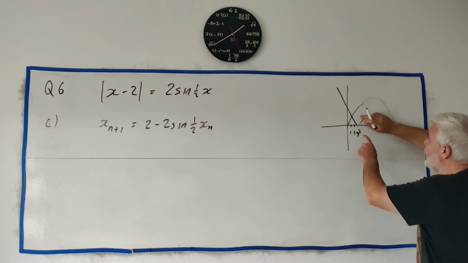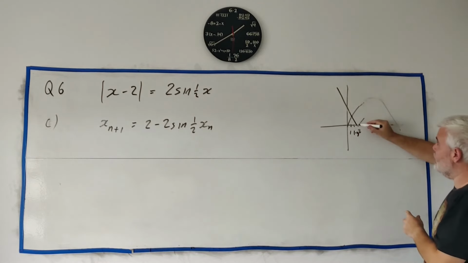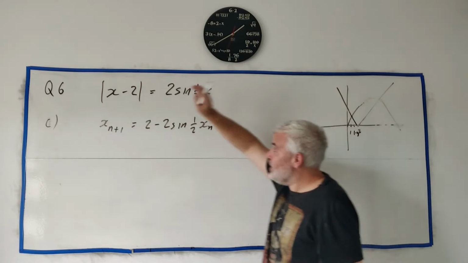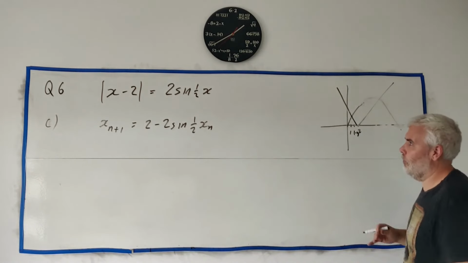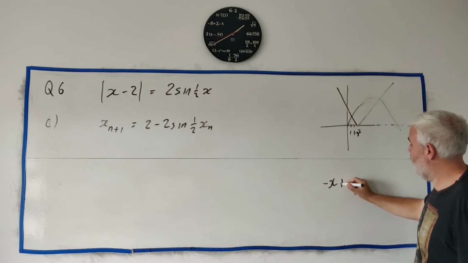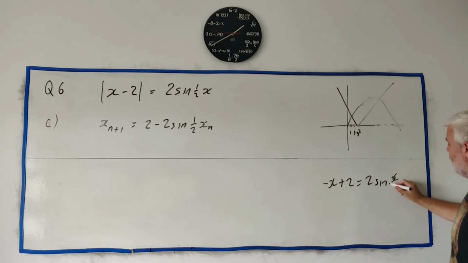We know we are in the minus world. We know from our drawing, this is the positive world of the absolute value. This is the negative world. I know whatever's in this is going to be minus. So I'll do it down here because I want to rub it back out. The left side of that equation is minus x plus 2 is equal to sine x over 2.